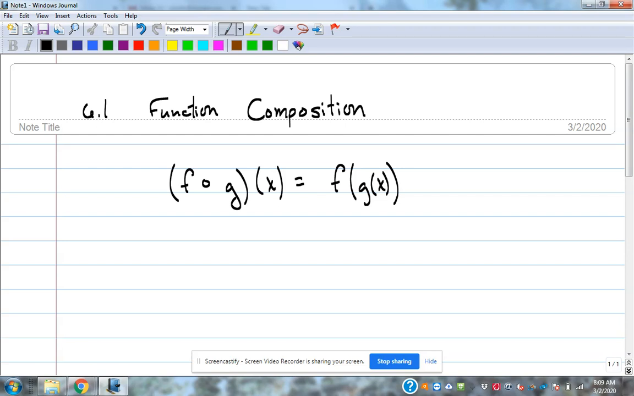What's G of X besides a function? What's it short for?